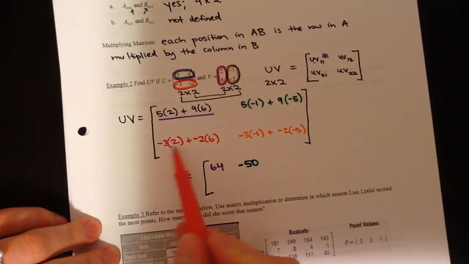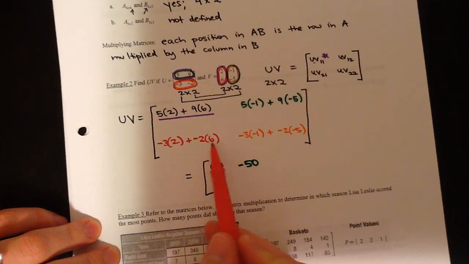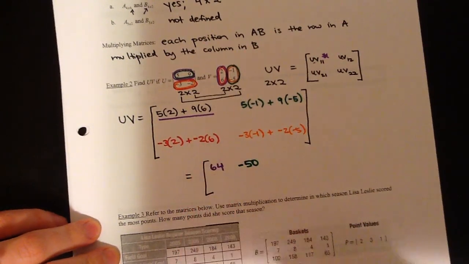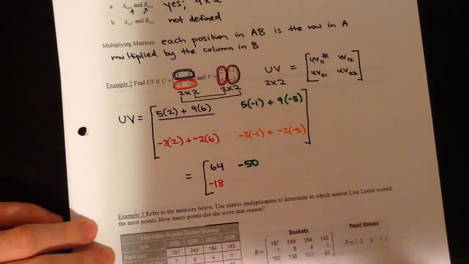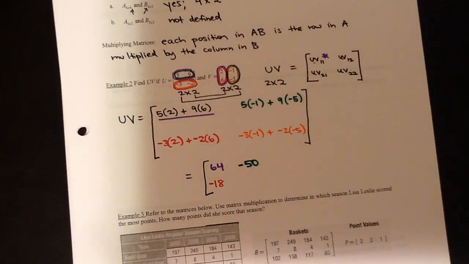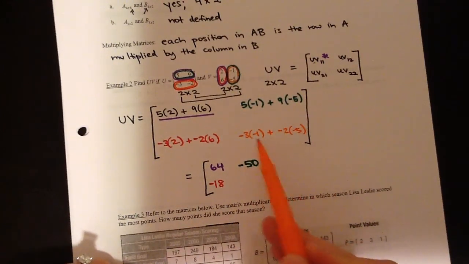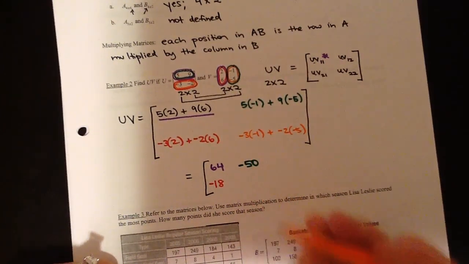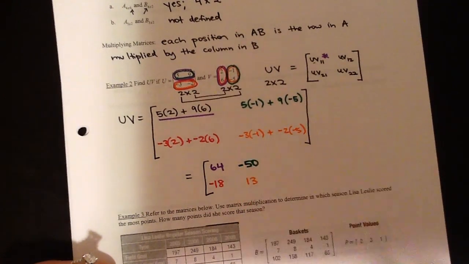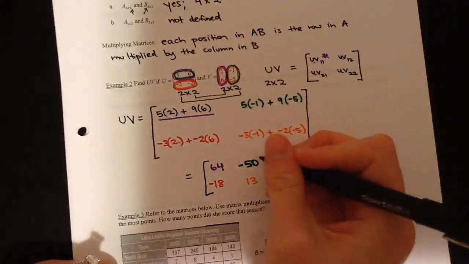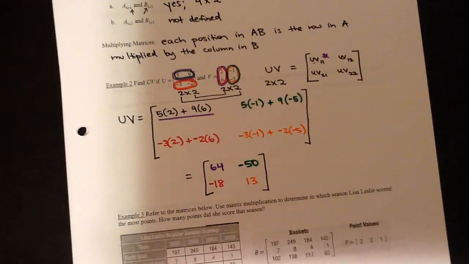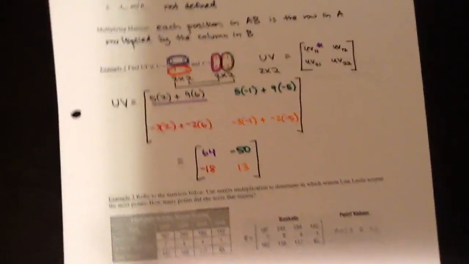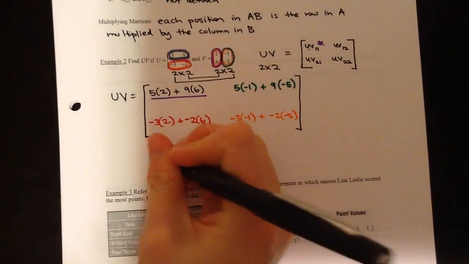Next spot, here I get a -6, this is a -12, -6, -12, it's a -18, and my last spot, -3 times -1 is +3, -2 times -5 is +10, it's a +13. So there are all my spots. I can close off my bracket. That is my product. So that is my final answer, the product U times V.